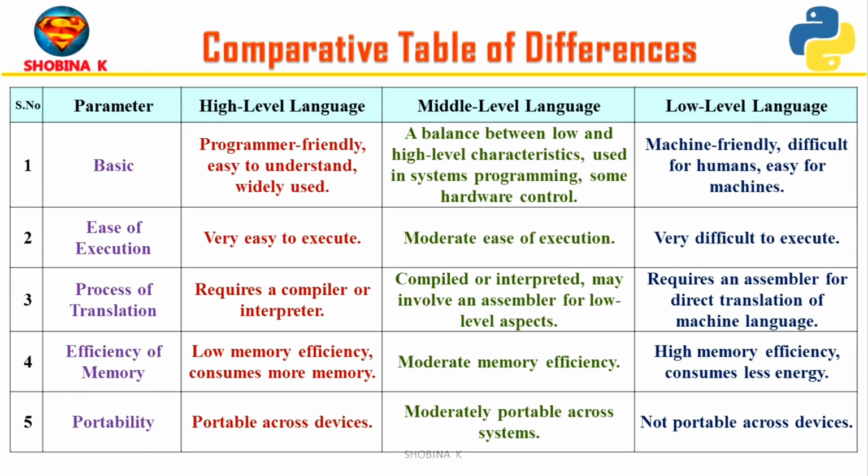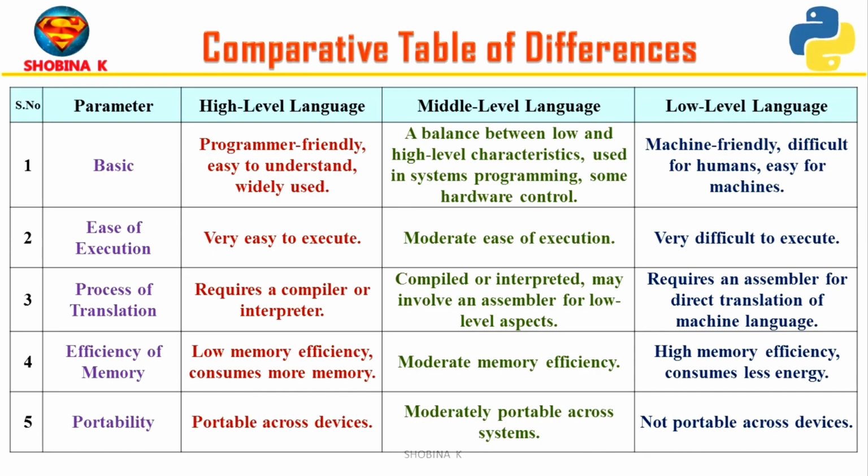The assembly language can be processed in two main ways. It can be either compiled or interpreted. Additionally, it requires an assembler, particularly when dealing with low-level aspects of the code. Whereas machine language requires an assembler, which directly translates the machine language instruction into executable code. Next, efficiency of memory. High-level language uses more memory and it is less efficient in memory utilization. Assembly language uses memory moderately, whereas machine language is highly efficient in memory usage, consuming minimal energy.